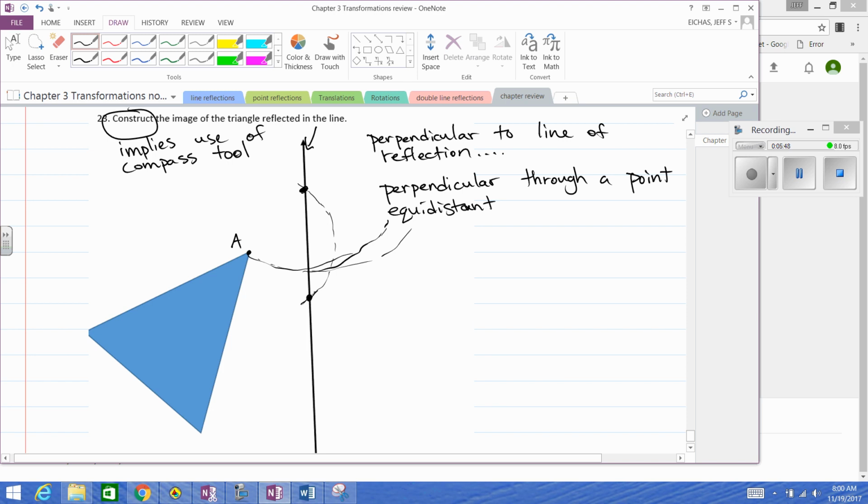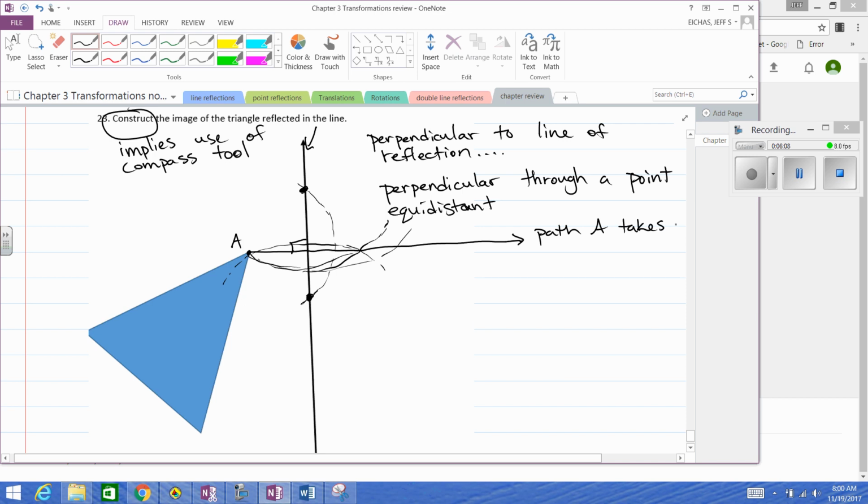Okay, and then the other one's going to be centered here, same radius as you used right there. So it's going to look something like that. That's going to give you a perpendicular path. So that's the path A will take.